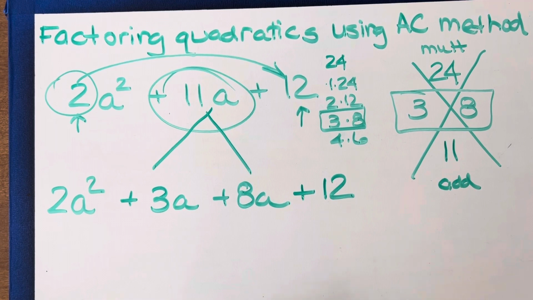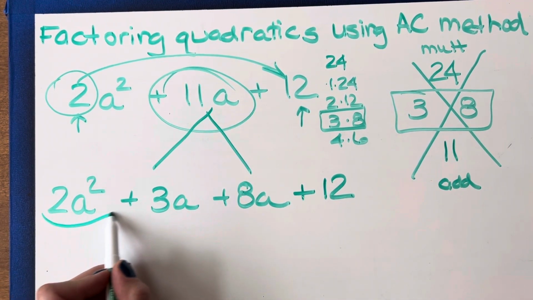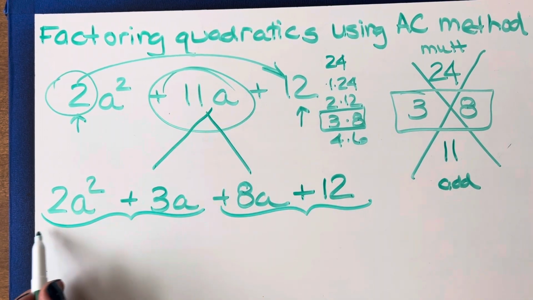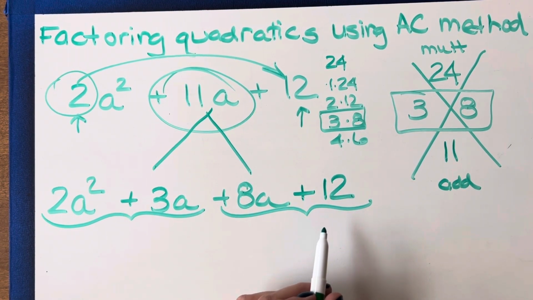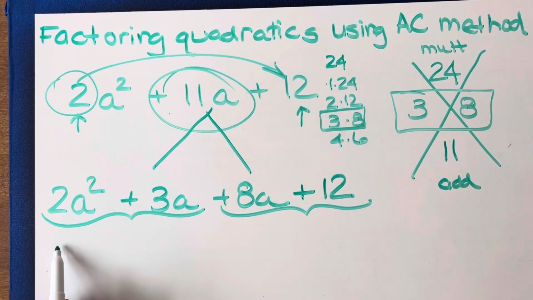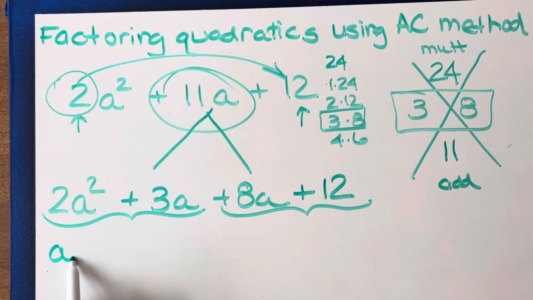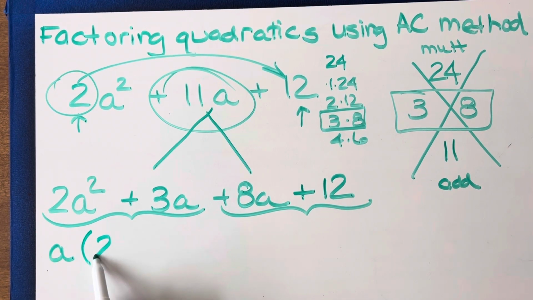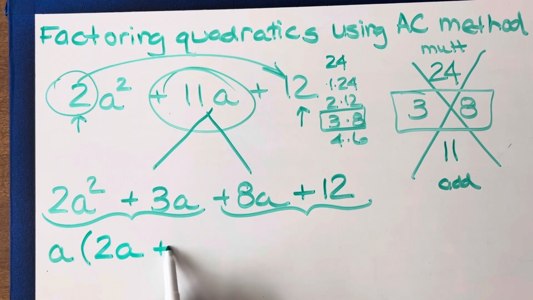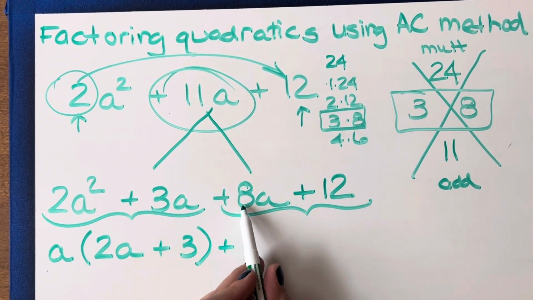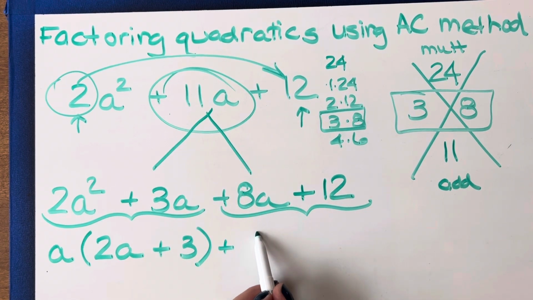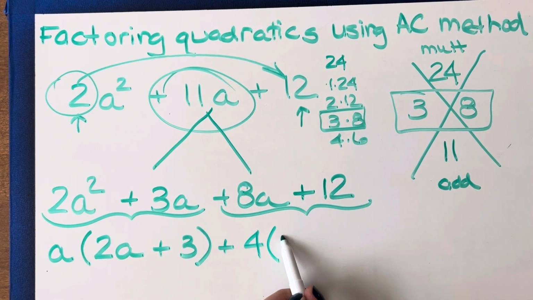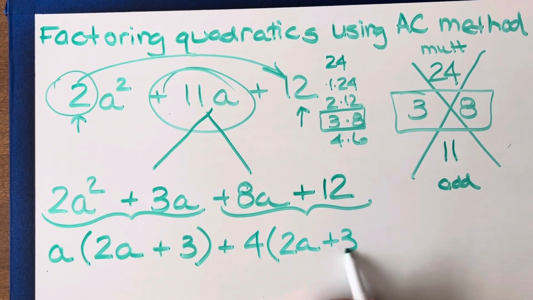So what we're going to do at this point, since now we have 4 terms, is we are going to use factoring by grouping. So I'm going to take the first 2 and the last 2, and I'm going to factor out a GCF for each. In the first set, it's just an a that I can factor out. So I'm going to have a 2a plus a 3 left. And then in the second pair of numbers, I can factor out a 4. So I now have a 2a plus a 3.